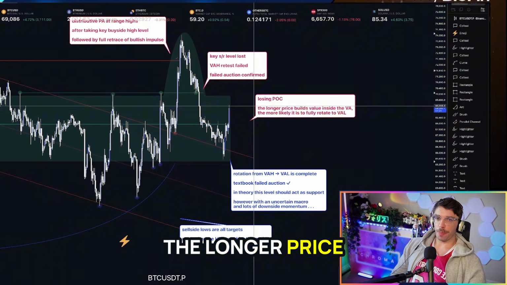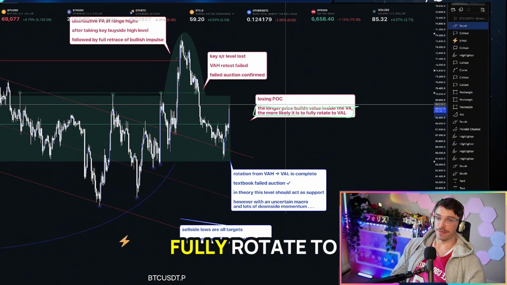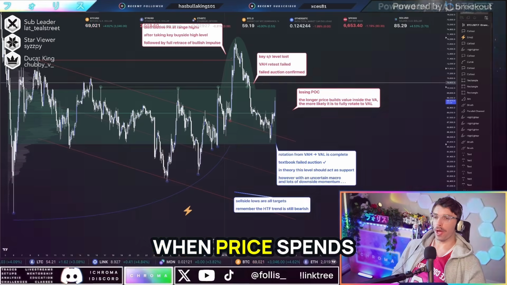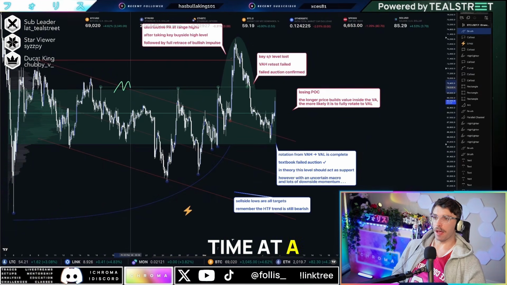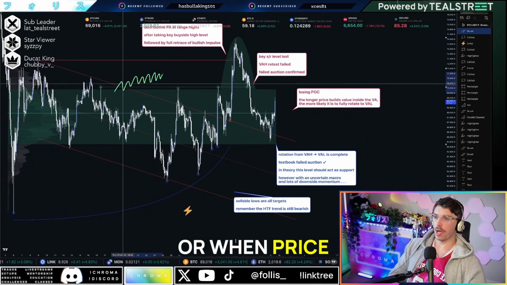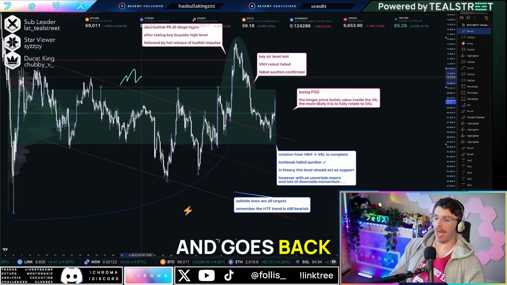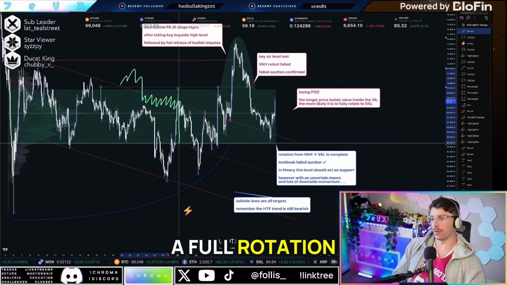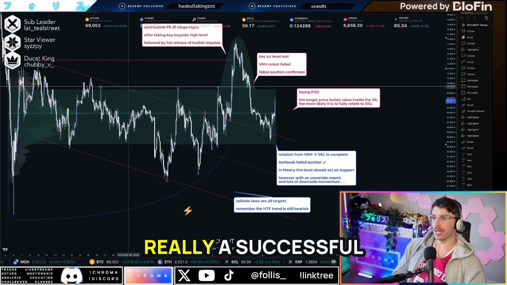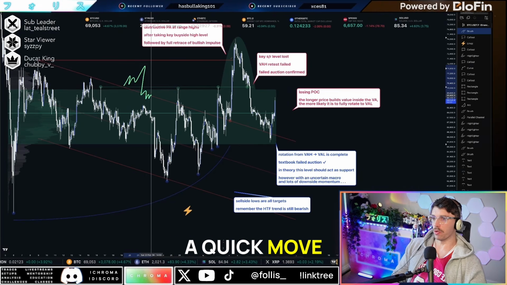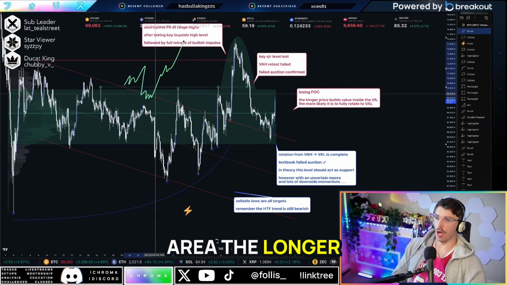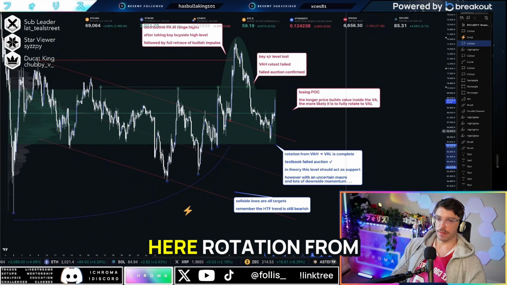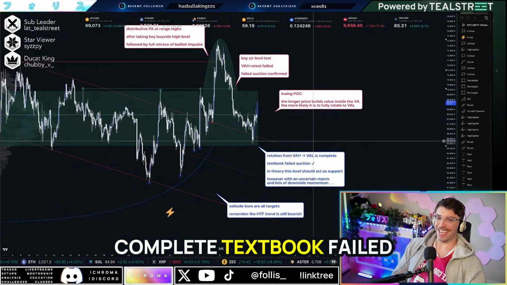I mentioned that the longer price builds value inside the value area, the more likely it is to fully rotate to VAL, right? And that is one of the principles of auction market theory. When price rejects at a value area extreme and goes back inside the value area, the longer it spends in that value area, the more likely a full rotation becomes, right? If it is really a successful auction, you'll usually see a quick move back outside the value area. I just mentioned here, rotation from VAH to VAL complete, textbook failed auction.